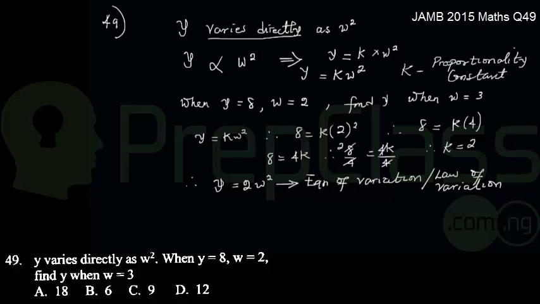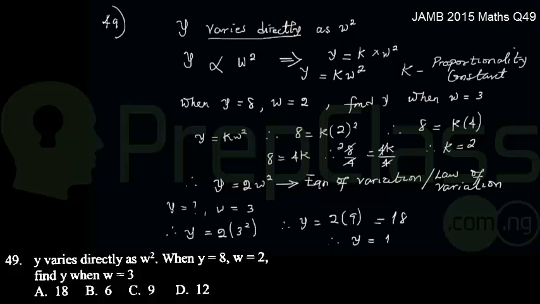So the question now says I should find y, which is unknown, when w equals 3. So substituting into the formula, I would have y equals 2 into bracket, and instead of writing w squared, we'll be writing 3 all squared. So therefore y equals 2 into bracket 3 squared, that will give me 9. Now 2 times 9, what will 2 times 9 give me? 2 times 9 would give me 18. So therefore y equals 18, and scanning through the options, that corresponds to option A.